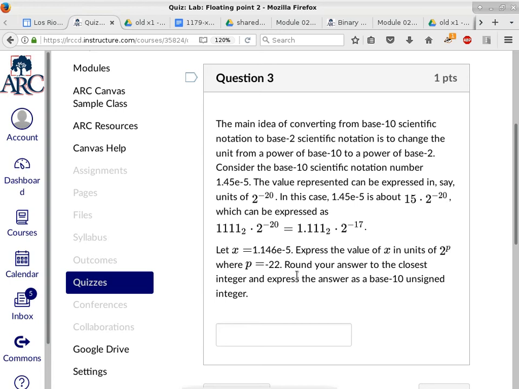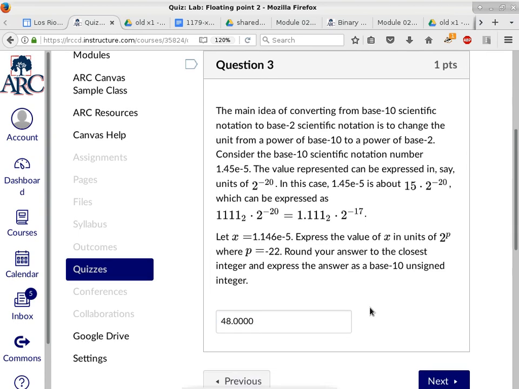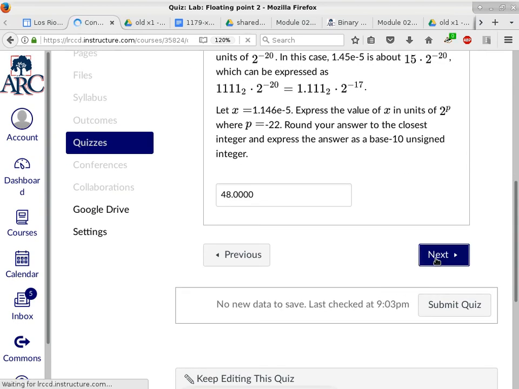Okay, I just punched something correctly. 1.146 times 10 to the power of negative 5, and we have 2, 22, division. So I'm getting 48 over here. There we go. About 48.0 something, so it's really close to 48. All right, the next question.